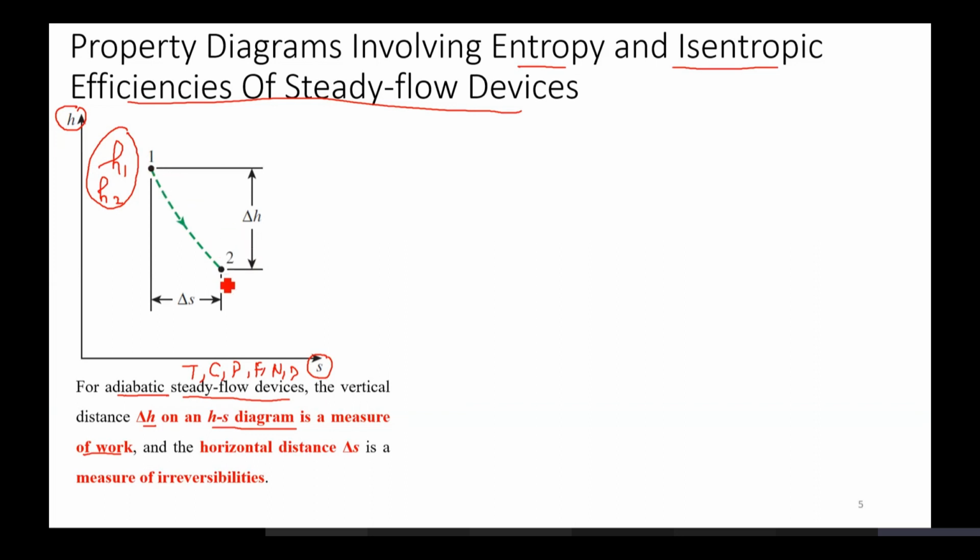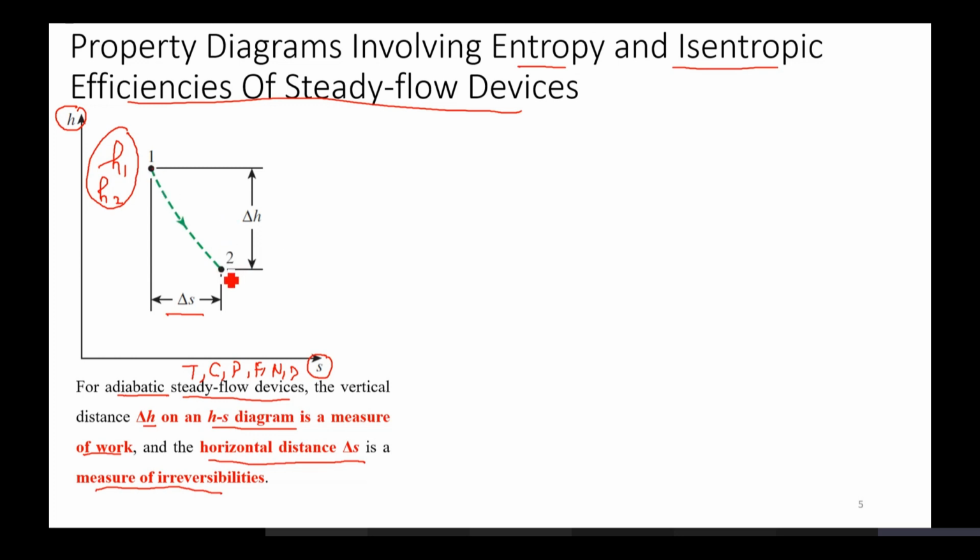If you're coming from 1 to 2, the work is produced in the case of a turbine. If you're going from 2 to 1, it is the opposite. But in both the cases, the horizontal distance delta S increases, and this is the measure of irreversibilities. As your system moves from 1 to 2, your delta S would increase, and this is the measure of irreversibility. This specific plot is common with turbines.